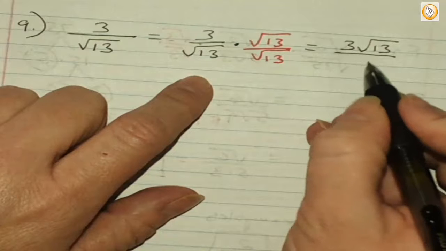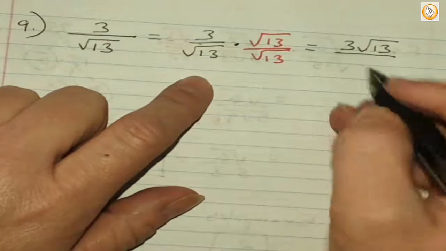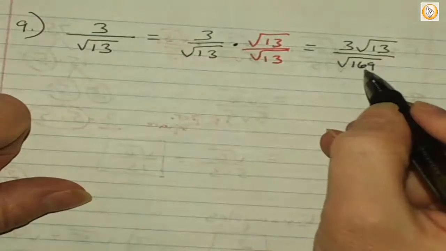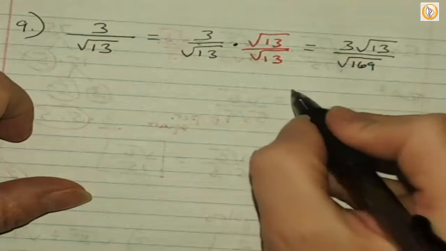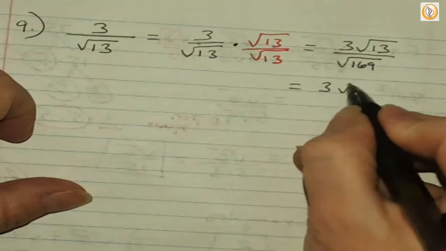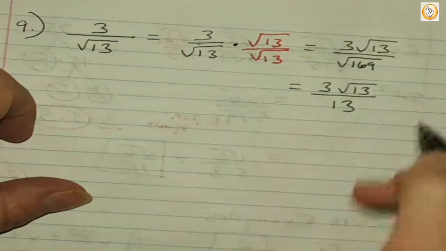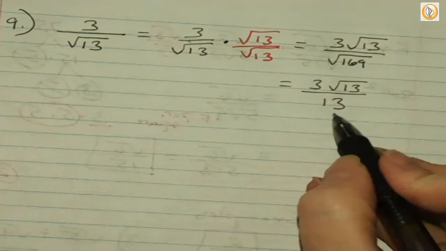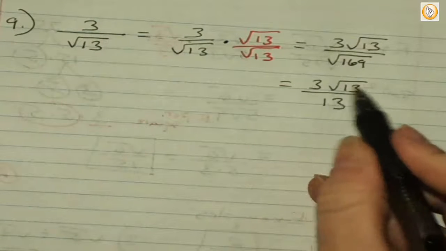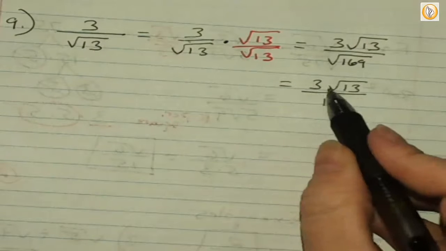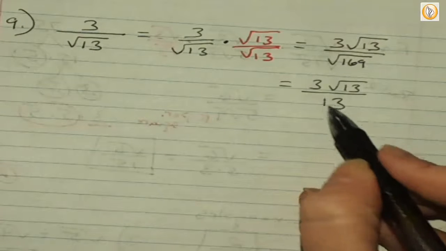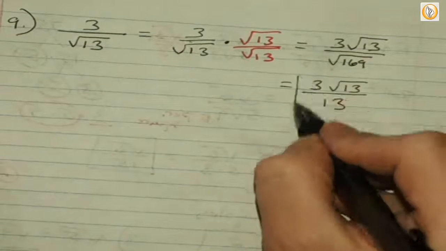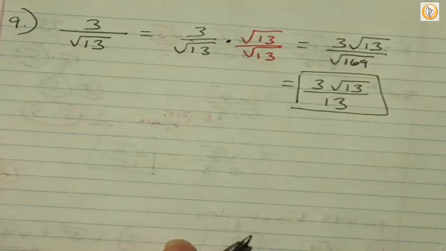And what's going to be down here? Because 13 times 13 is 169. What's the square root of 169? 13. We no longer have a radical in the bottom. These two cannot be combined. Can 3 be divided, or can this be simplified, the 3 and the 13? No, it cannot. There's your answer.